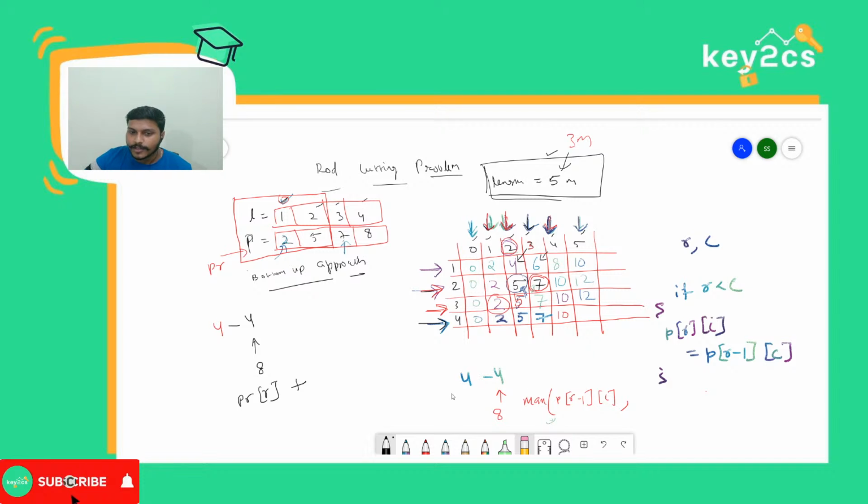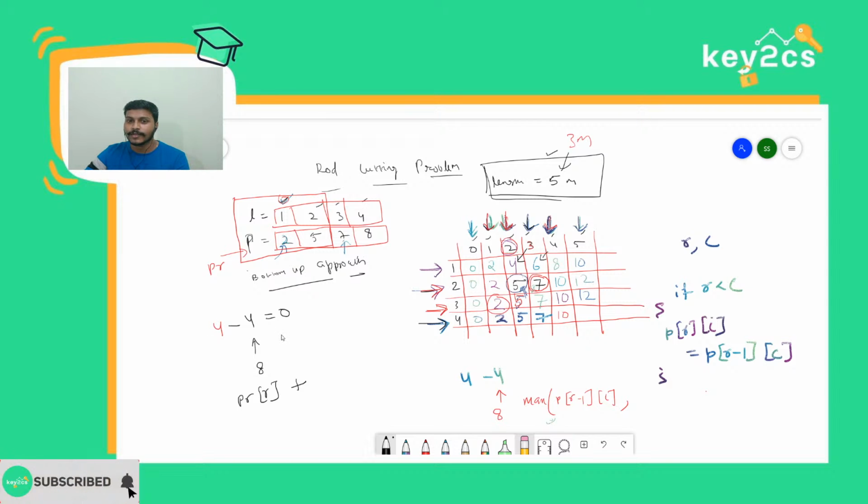Okay, so after this, what are we checking? The remaining length we have to make. The remaining length is 4 minus 4, that is 0. And for 0, what is the profit? As we have already done, you don't have to think about making this 0 again. We'll get to sell this remaining length. In the same row, we have to check the column value corresponding to value 0.